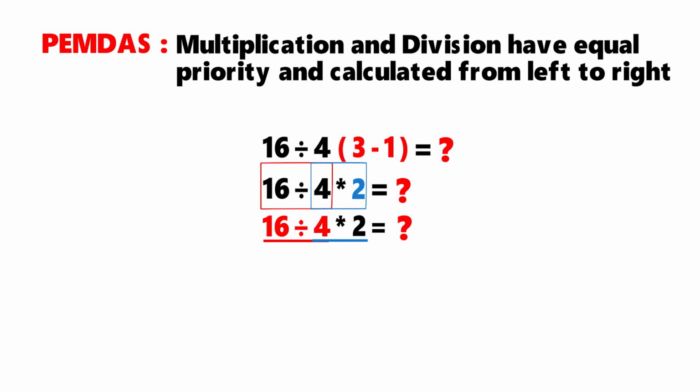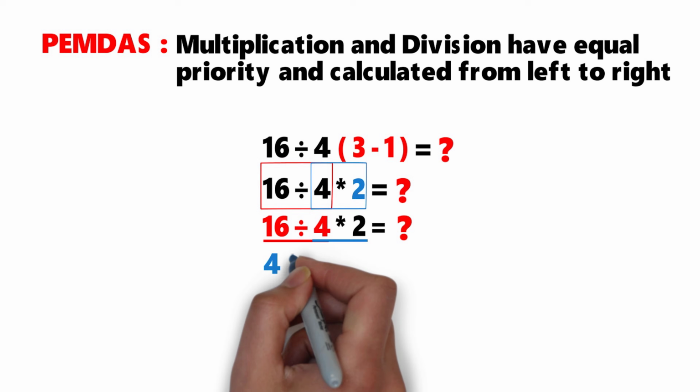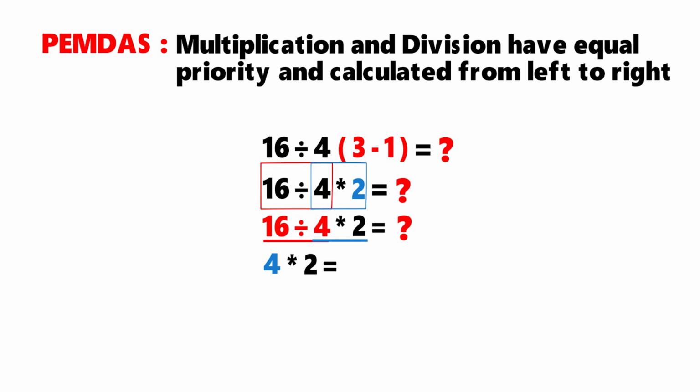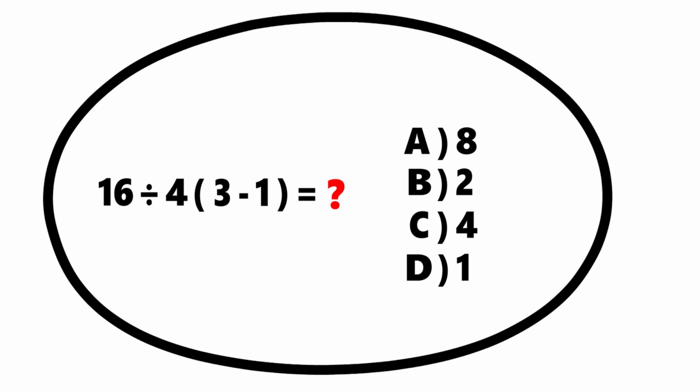The result of this calculation is 4. And in the last step, we need to multiply 4 by 2. And the result is 8. So the correct choice here is choice A, 8. Hopefully you've nailed this question and now know how to answer similar problems on the test.